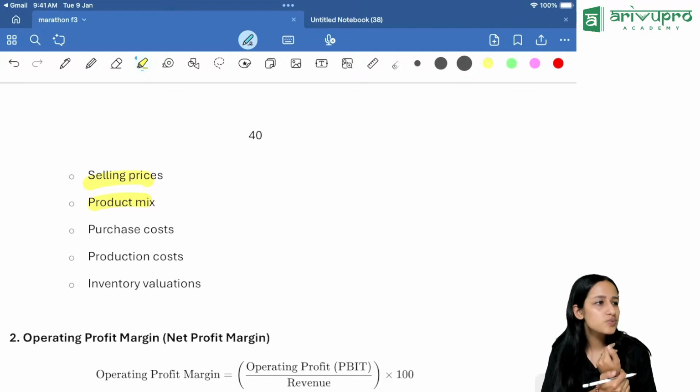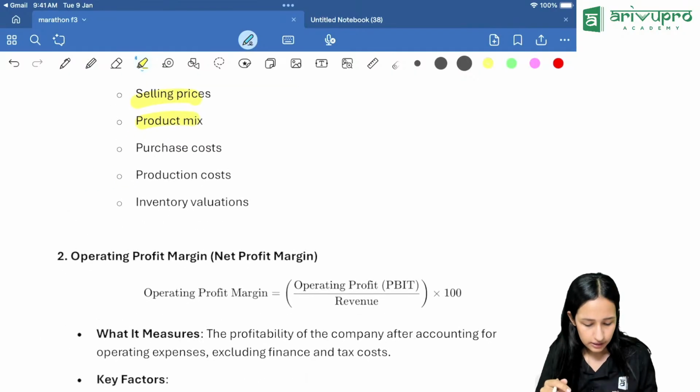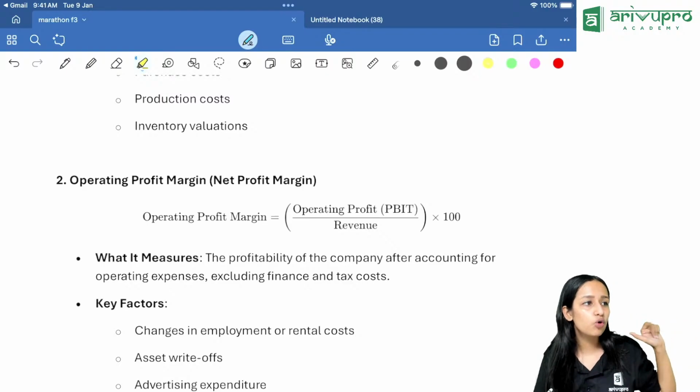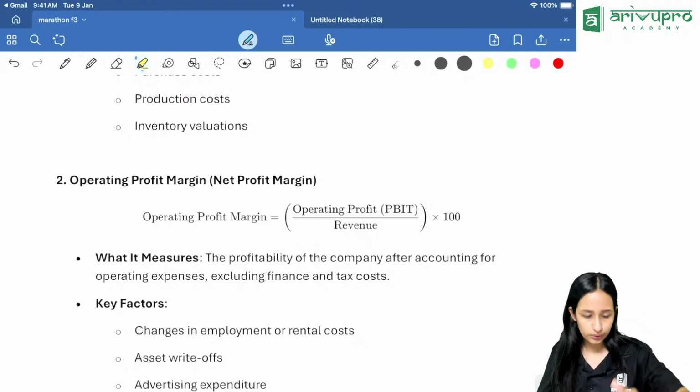All this will not be asked, it is just for your understanding. Just look at the ratios and understand what the increase or decrease means. That's it. Understand, remember the formula, what is the increase showing and what is the decrease showing.